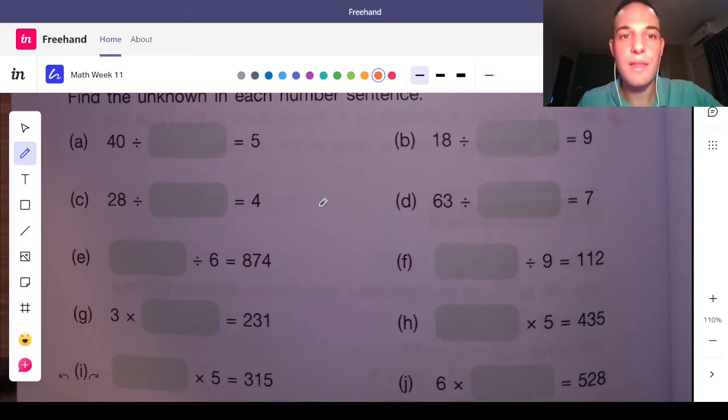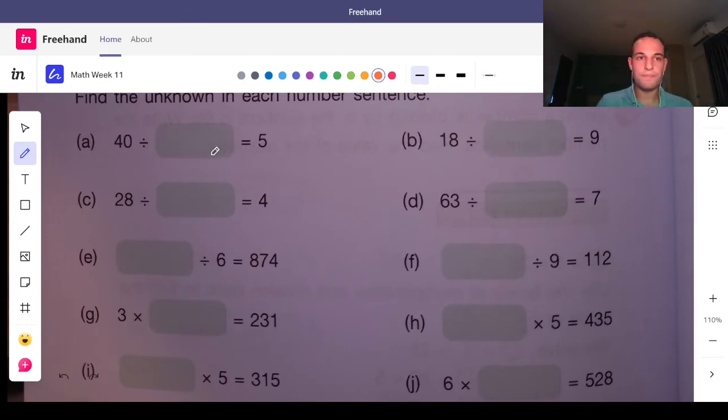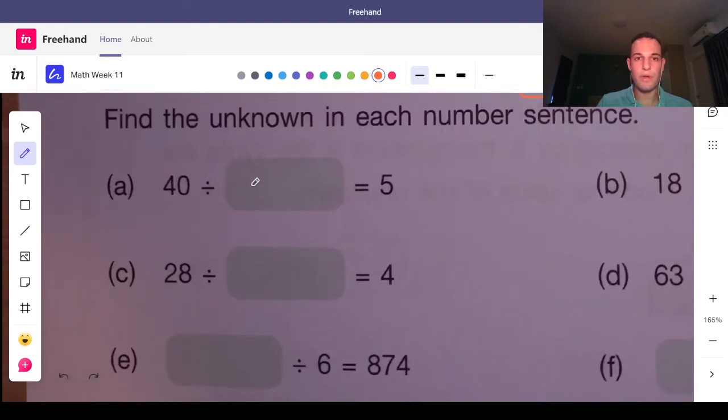And let's review. Okay, so 40 divided by what equals 5? How do we find it? Let's do 40 divided by 5. 5 goes into 40 8 times. So this must be 8.